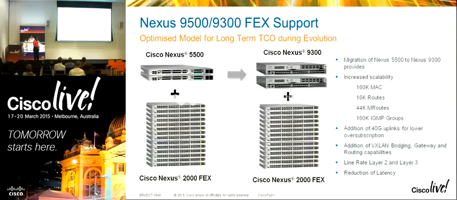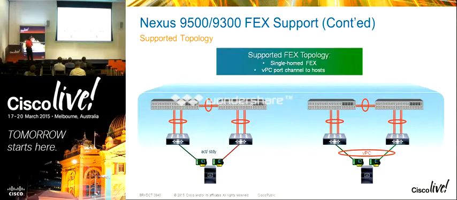Much more scaling from the parameters perspective, like you have much more MAC, much more layer 3 routes, and much more ECMP connections as well. As well as you're getting VXLAN benefits. You can have VXLAN gateway routing and bridging all together, and line rate functionality for L2, L3. So that's one common design which most of the customers do. How the FEXes will connect.